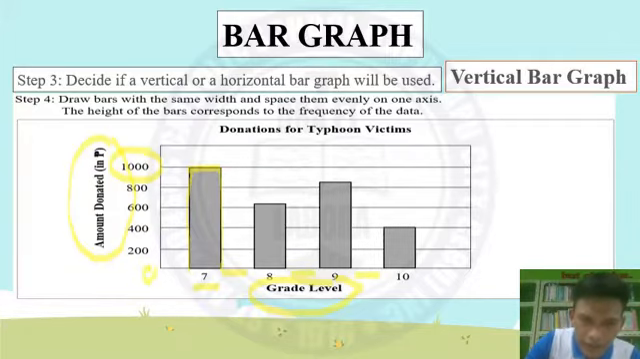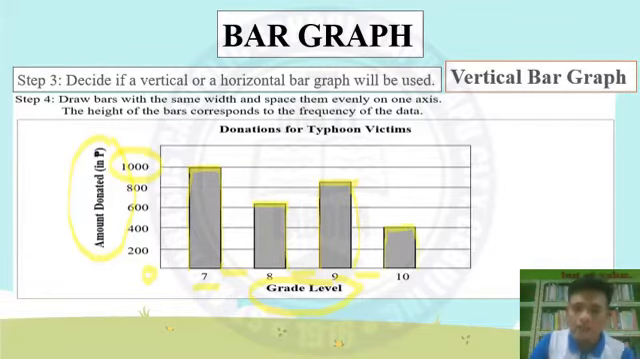It starts at 0 here. Interval is by 200. So 200, 400, 600, 800, 1,000. Grade 8 donated here. Grade 9 also donated with this amount, 850. So grade 10 donated 400 pesos. So you will use the given data for you to graph.